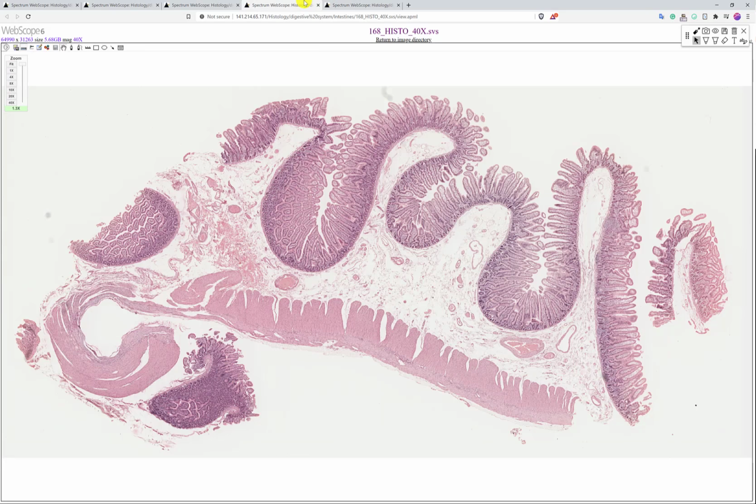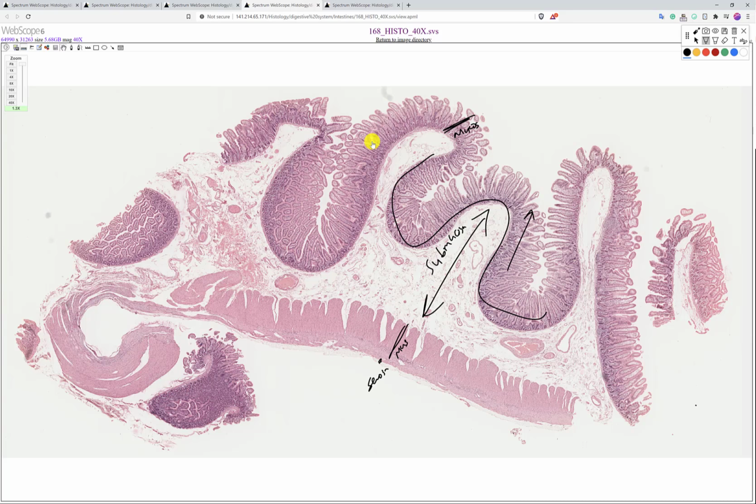Next slide is the small intestine. And with the small intestine, again, we will have the same pattern. So here we have the mucosa. So all of this and above is the mucosa. Then we have a good layer of submucosa. We have the muscularis, and we have the serosa.